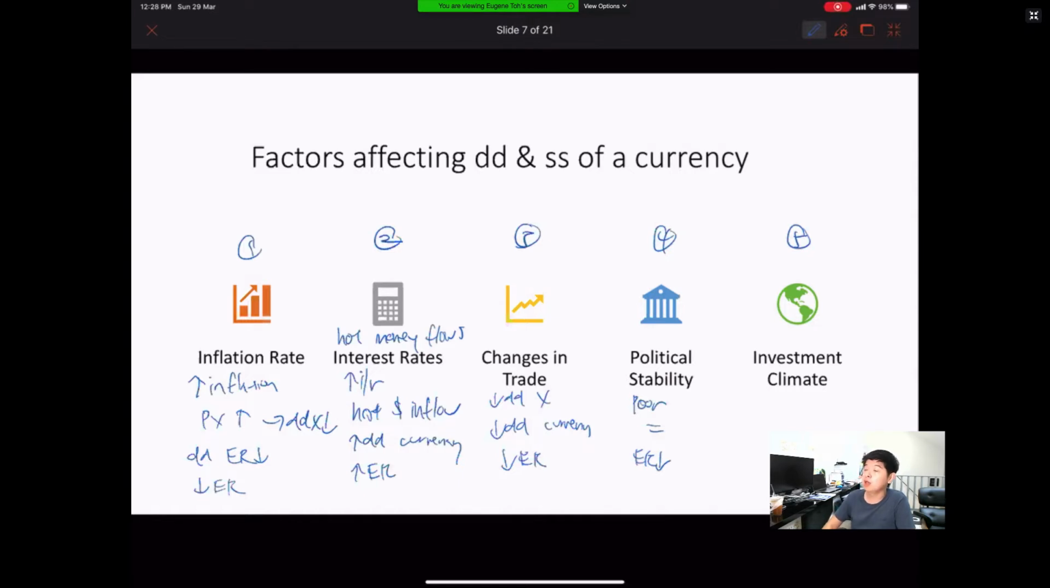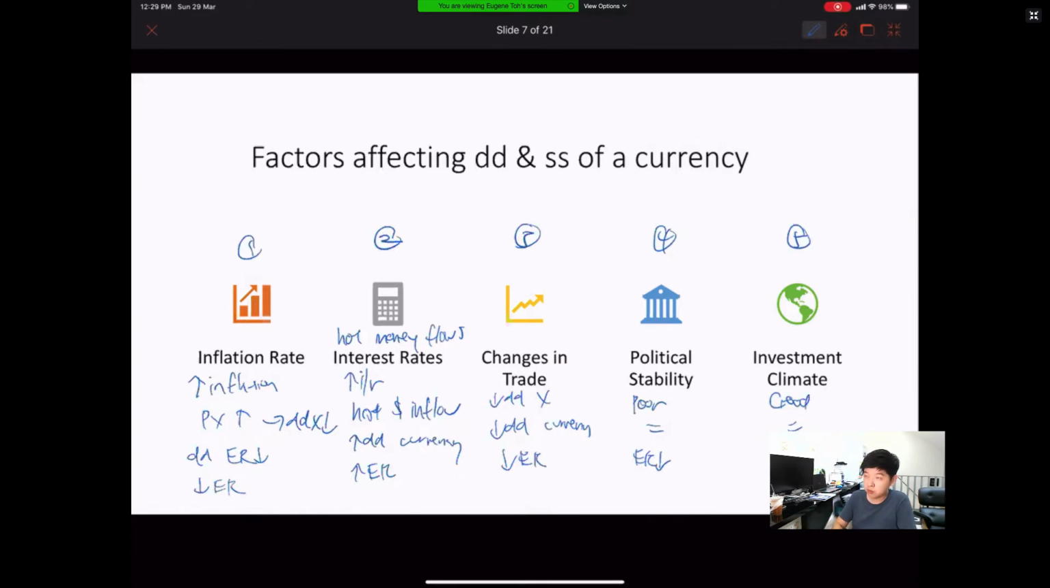If the country has a good investment climate, then people want to invest. To do investment, for example to start a company in your country, they need to buy factories and hire workers, so they will need to buy your currency. When they demand your currency, your exchange rate will appreciate. So if there's a good investment climate, your exchange rate will appreciate. If there's a bad investment climate, your exchange rate will depreciate because the demand for your currency will be affected accordingly.